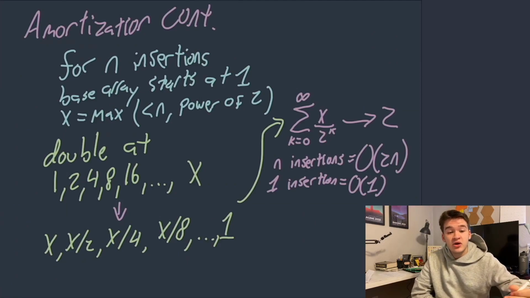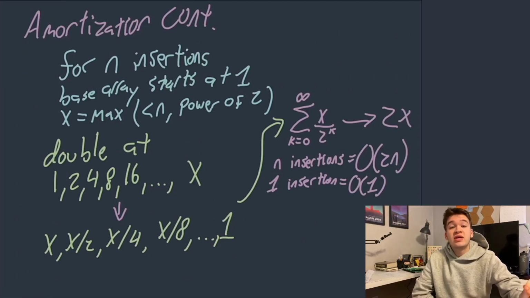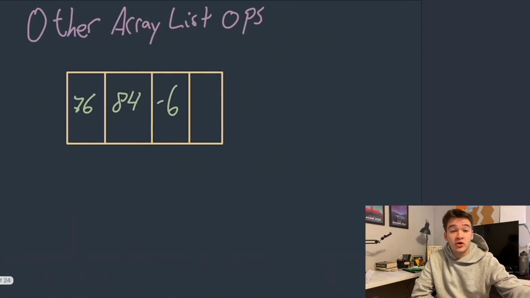So because of that, or 2x in this case, we can say that n insertions are going to take us O of 2n time because of this right here. Therefore, if we divide that down, one insertion is going to be O of 1 time, because if we divide out the n, we get 2, and we know that we drop all of our multiples, so that brings us down to 1. Therefore, the insertion for an array list is going to take O of 1 time. So now we can move on to the other array list operations.